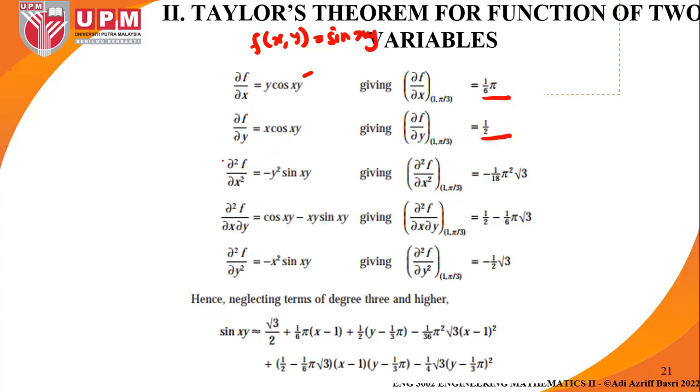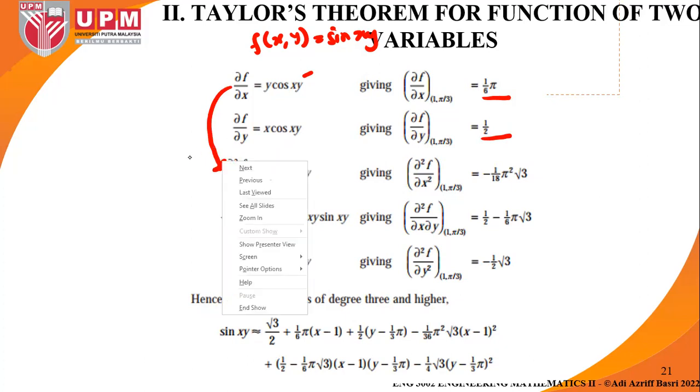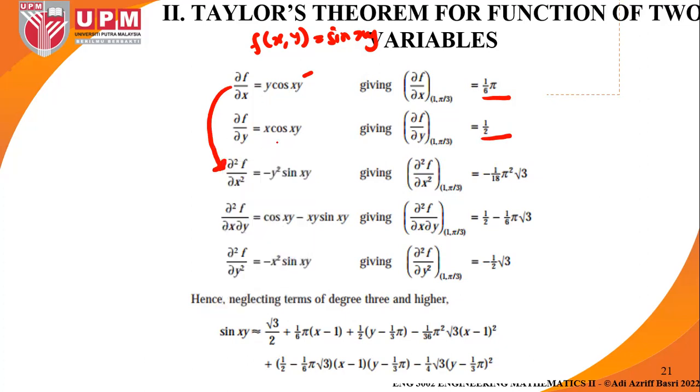Okay, so next is the second derivative of f with respect to x, which equals negative sine square sine xy. So you need to differentiate this into the second derivative. The differentiation of cos is negative sine xy, and differentiation of xy in terms of x gives y. So that's why you get negative y square sine xy. When you put in a and b, 1 and pi over 3, you get the third one.